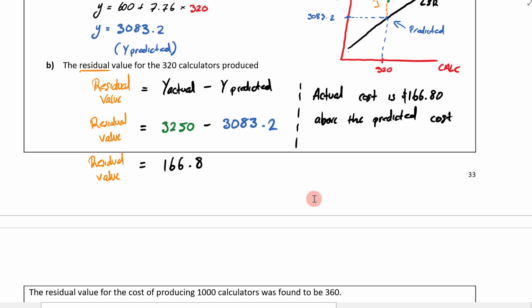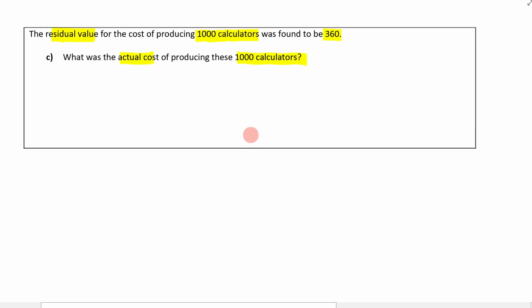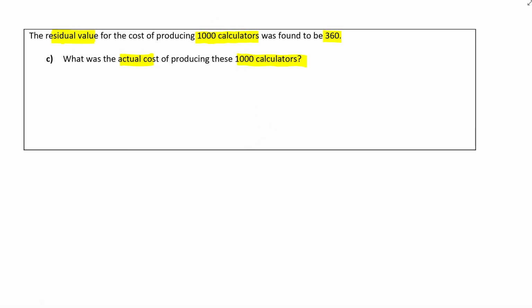Okay, the last part here, it says the residual value for the cost of producing 1,000 calculators was found to be 360. What was the actual cost of producing 1,000 calculators? So you might like to pause it, just give that a few read-throughs to get your head around what it's actually saying there. It's saying that the residual value for the cost of this many calculators was 360.